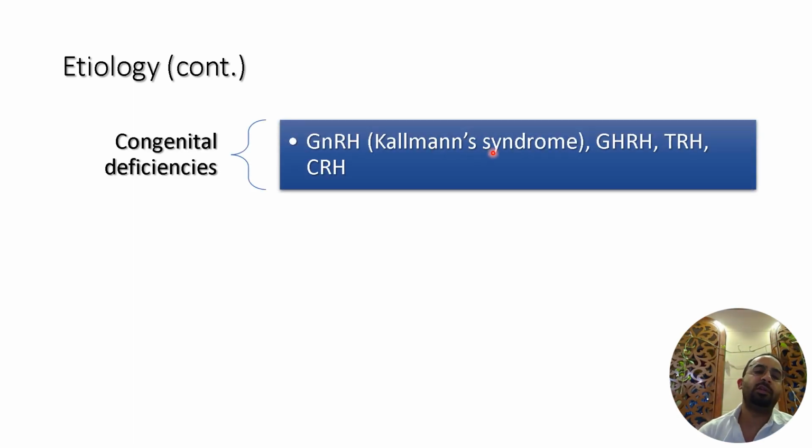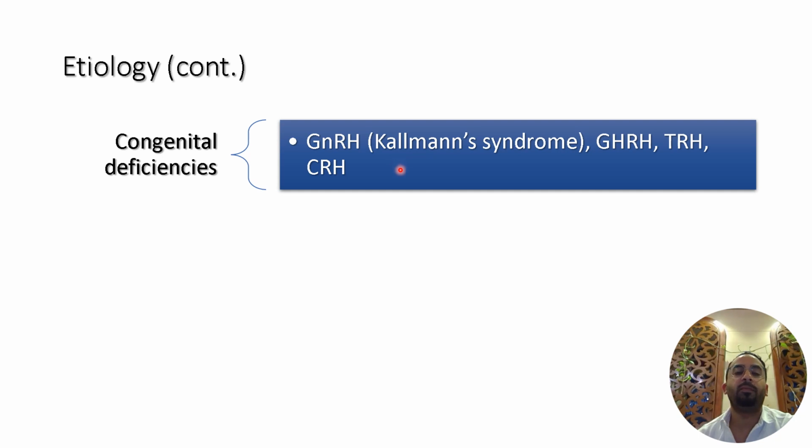Congenital deficiency of GnRH, Kallmann syndrome, can cause secondary hypogonadism from hypothalamic disease with GnRH deficiency, a syndrome characterized by delayed puberty and later on hypogonadism. And 50% of patients, or even sometimes less, have a defective sense of smell in the form of hyposmia or anosmia.